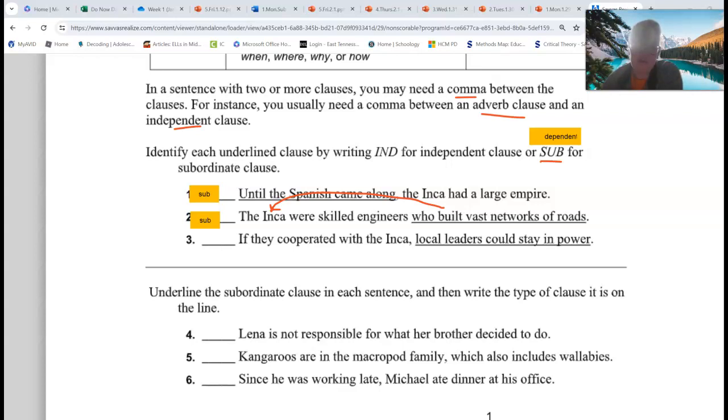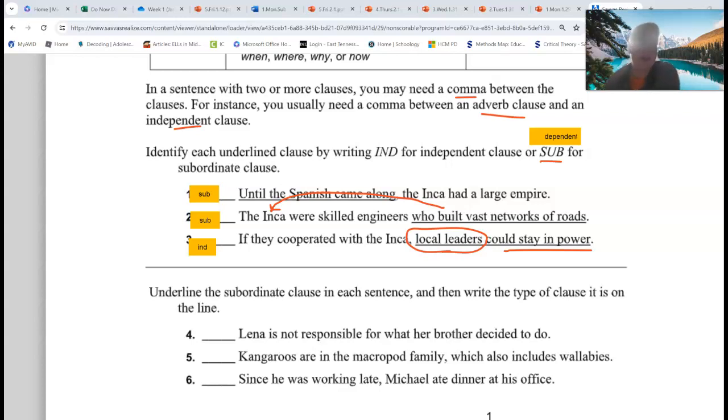So let's read this piece by itself. Local leaders could stay in power. That sounds like a complete thought to me. You have local leaders. What could they do? Well, they could stay in power. So we have local leaders could. What could they do? They could stay in power. So I have a complete thought with both a subject and a verb. So this third one is independent.